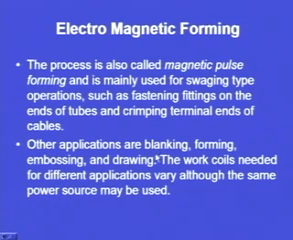Other applications are blanking. We have already seen what the operation of blanking is, what the blanking die and punch arrangement is, and how it performs the operation. So, electromagnetic forming can also be used for blanking operation, then it can be used for forming operation, and it can be used for embossing and drawing.